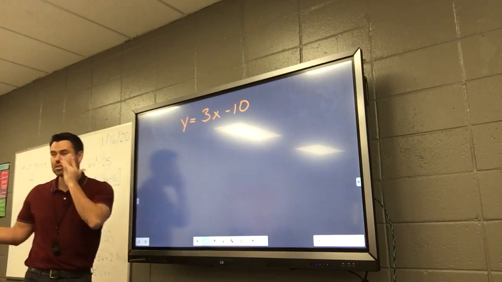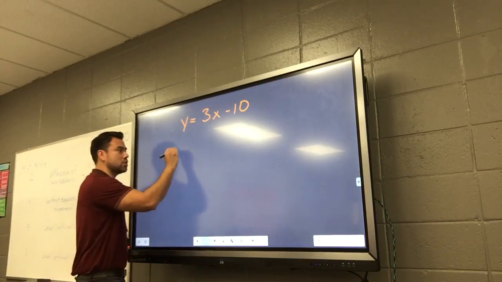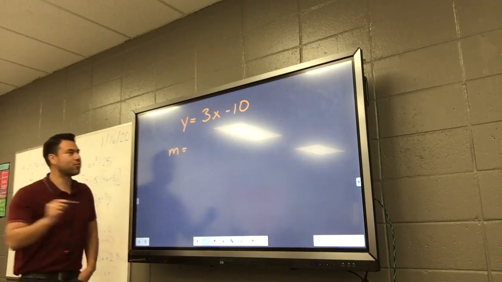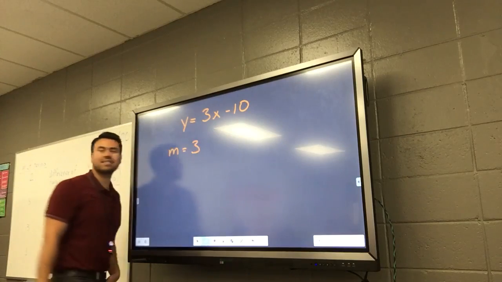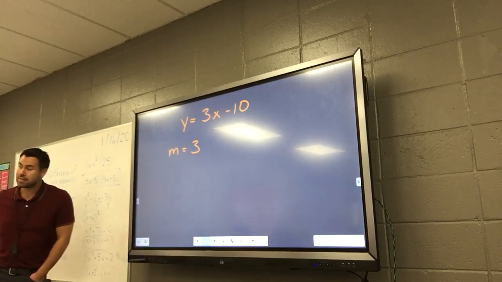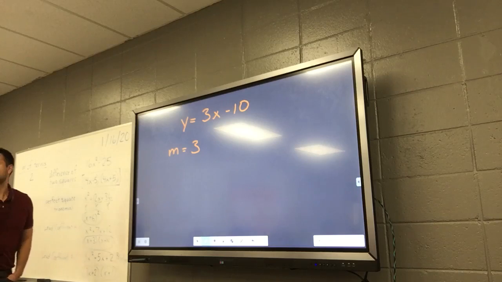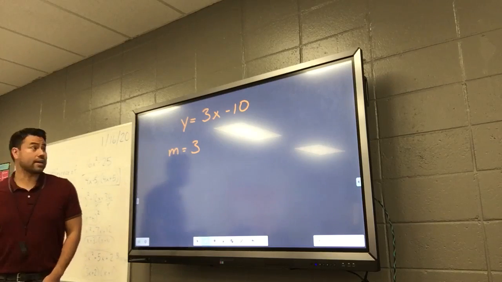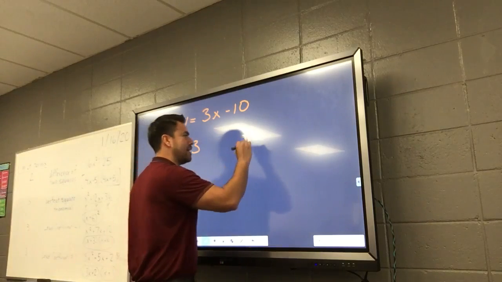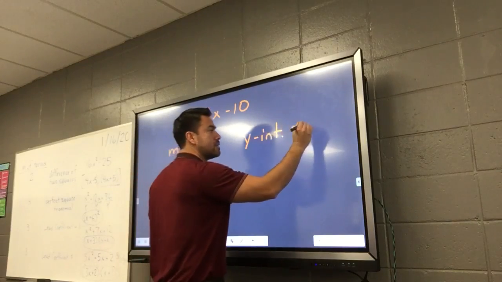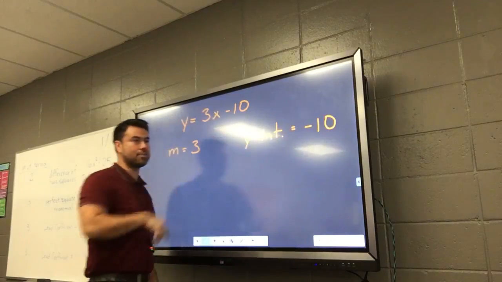Who can help me with the slope? Who can maybe identify for this equation what my slope is? Hannah? Three. I guess that was a 50-50, right? You could say 3 or negative 10. Why is it 3, though? Why is it not negative 10? You can have a slope of negative 10. Yeah, Hannah? Okay, I'll just take that now. The y-intercept, I'm going to abbreviate y-intercept. That y-intercept is negative 10. I'm going to get back to that in a bit, though.